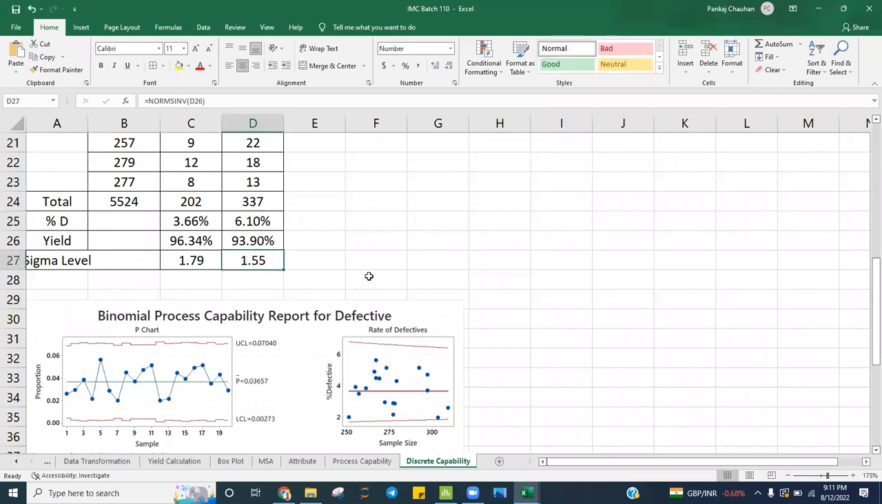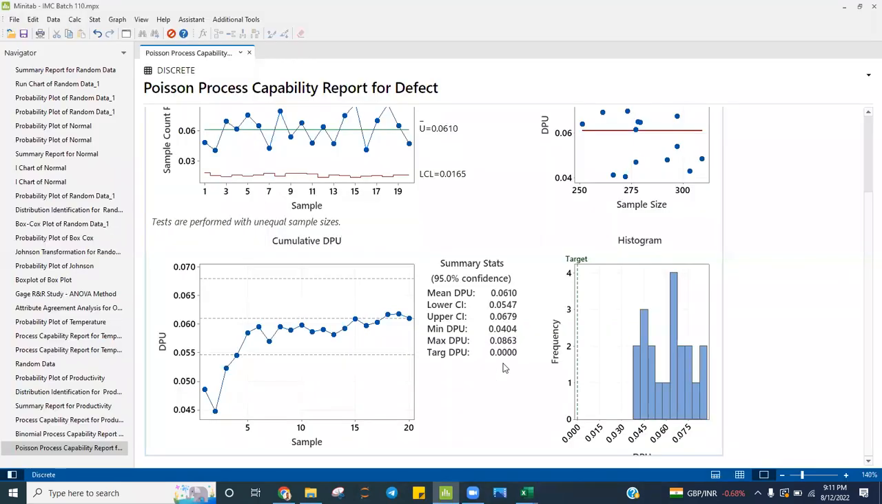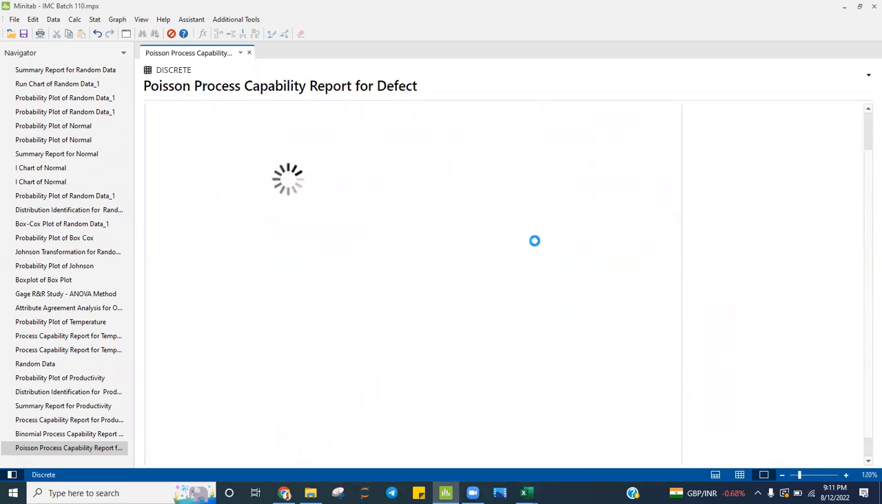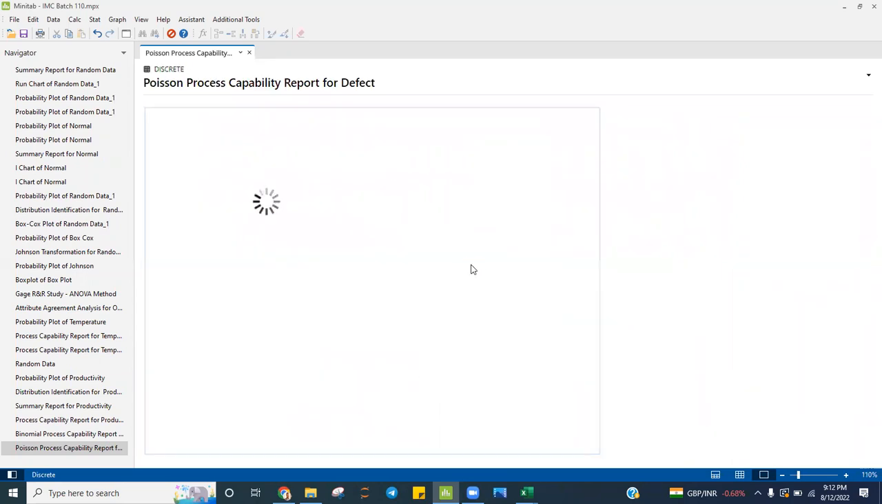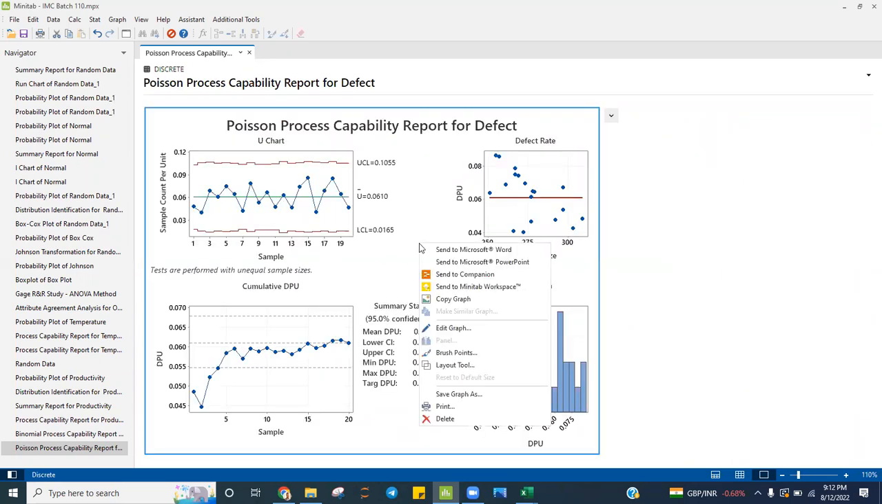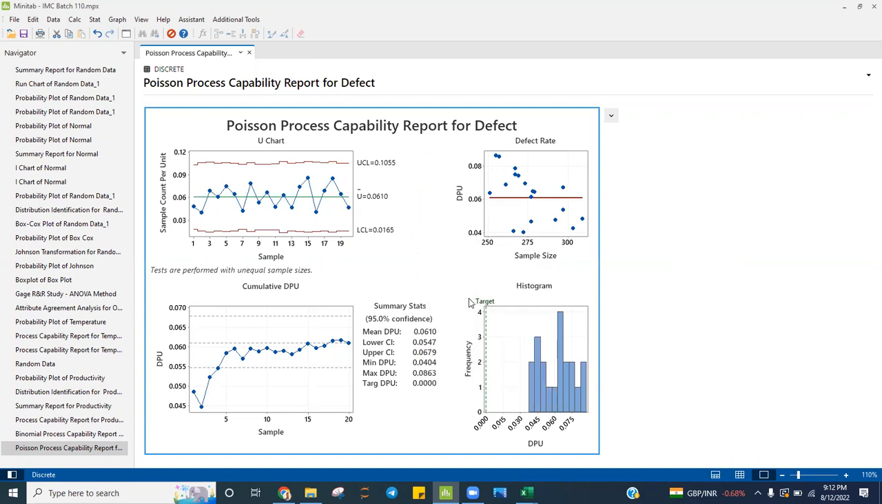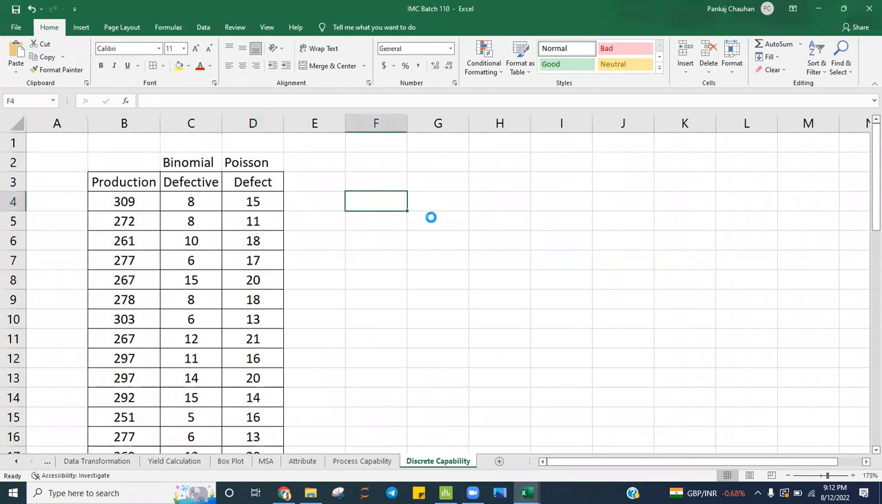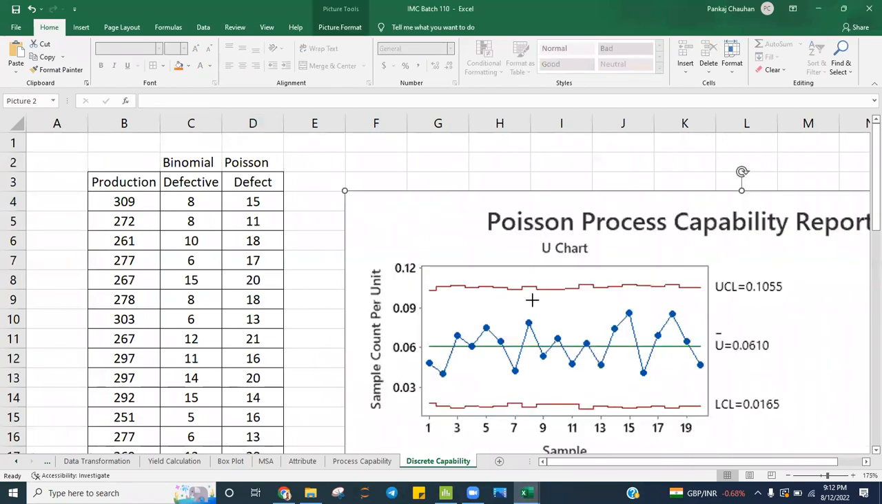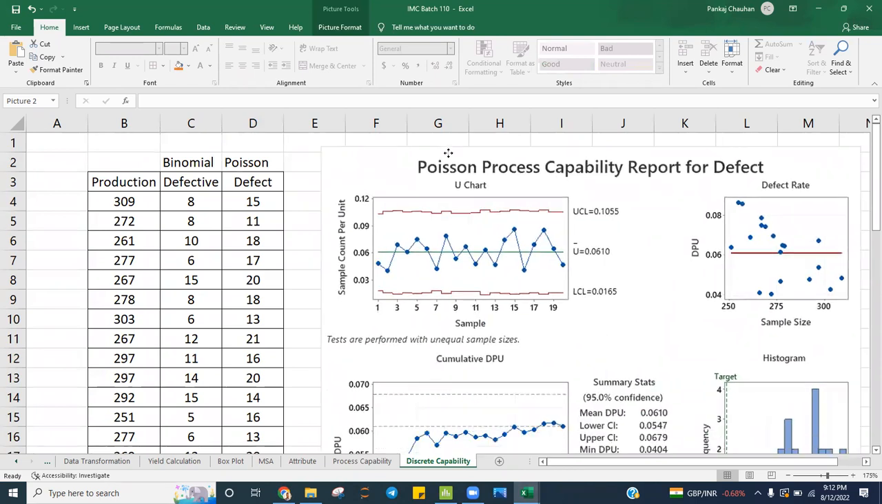Sigma is 1.55, which Minitab will not give you because Minitab has a limit on this Poisson capability. Minitab does not give you that information, which we can get from the Excel for this particular capability. So sometimes Minitab is good and gives you a lot of information. Sometimes Minitab is not that great, and Excel can give you the information. So here is your Poisson capability graph.